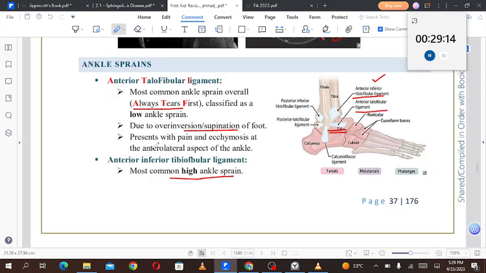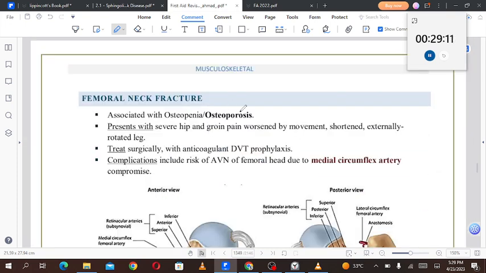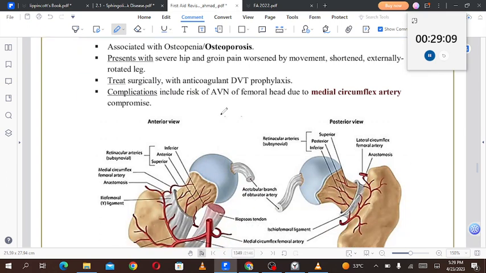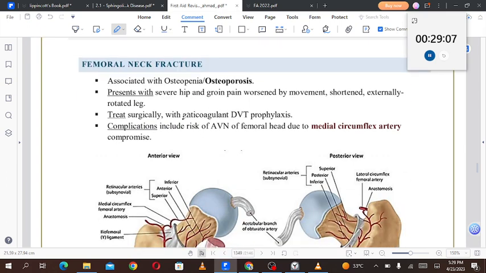Then moving to the next part, the femoral neck fracture. The femoral neck fracture is a very common kind of fracture in elderly patients. So it is associated with osteopenia and osteoporosis. It presents with severe hip and groin pain, which is worsened by movement, and a shortened, externally rotated leg. These two points are very important: whenever there is a femoral neck fracture, there will be shortening of the leg with external rotation of the leg.